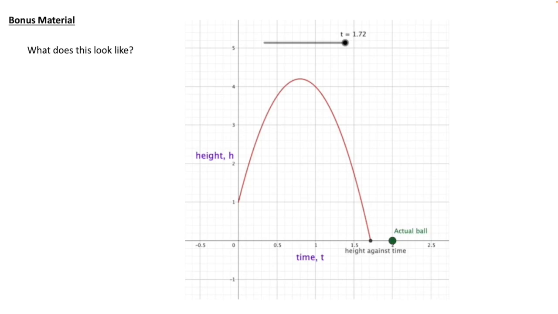And that animation was made quite simply on an app called GeoGebra, which you might have come across, and if you're going to study maths further, it's well worth a look.